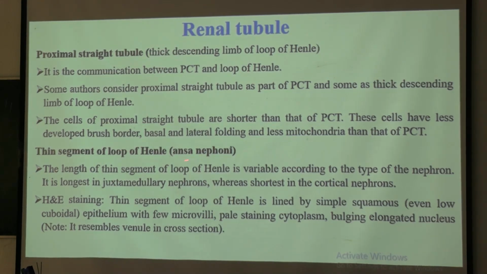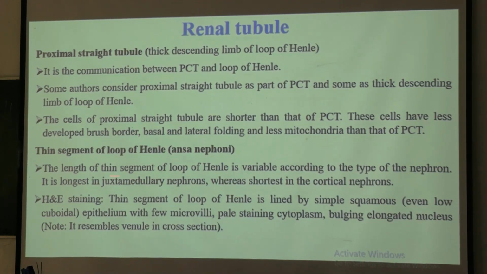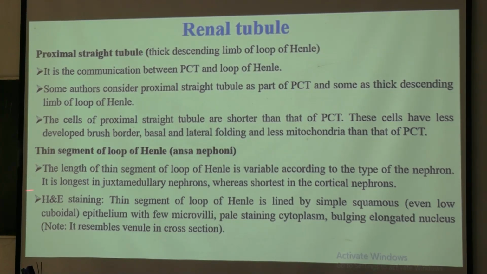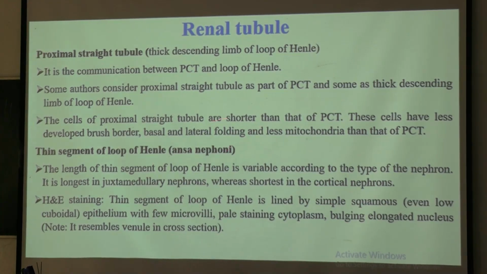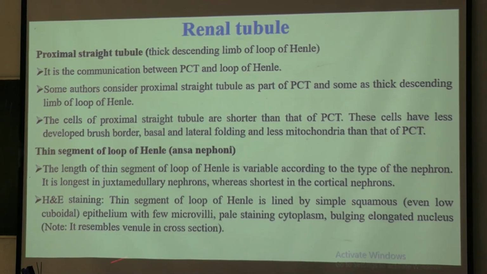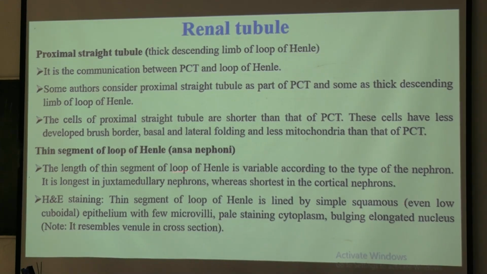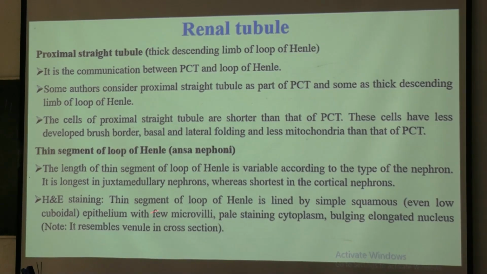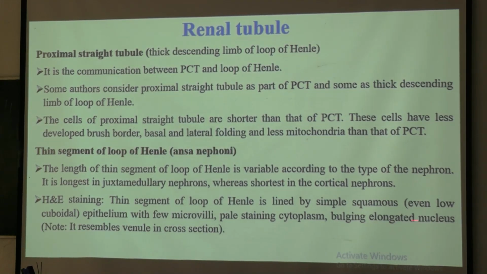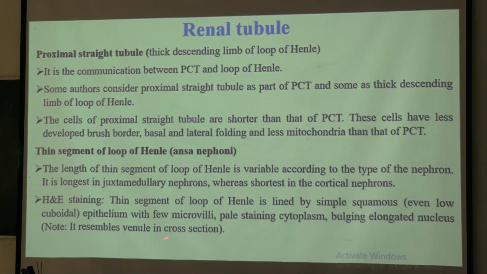Next is the thin segment of the loop of Henle, or ansa nephroni. The length of this thin segment is variable according to the type of nephron. It is longest in juxtamedullary nephrons, whereas shorter in cortical nephrons. In HE staining, the thin segment of the loop of Henle is lined by simple squamous epithelium, even low cuboidal epithelium with few microvilli. There is pale staining cytoplasm and a bulging elongated nucleus, and it resembles a venule in cross section.